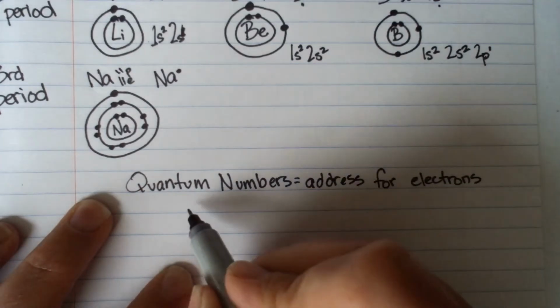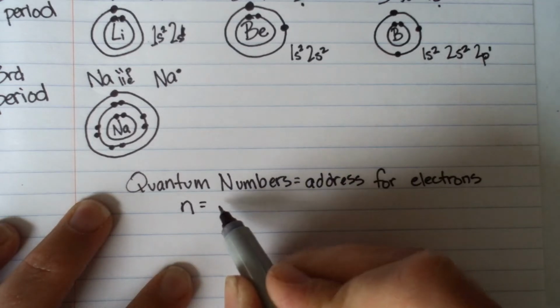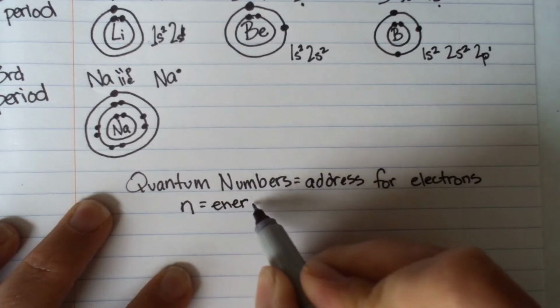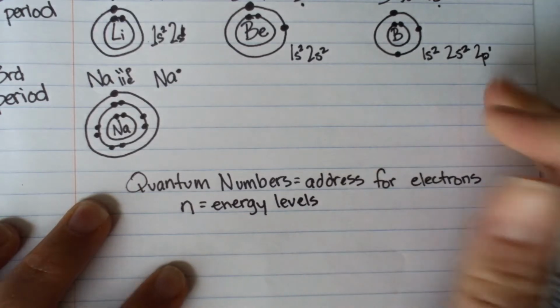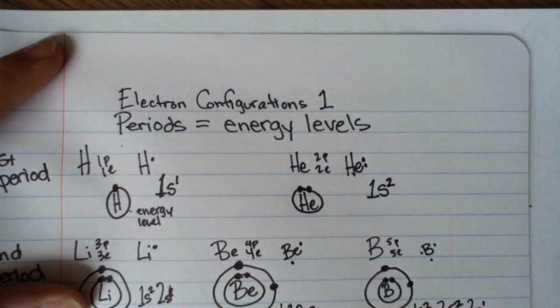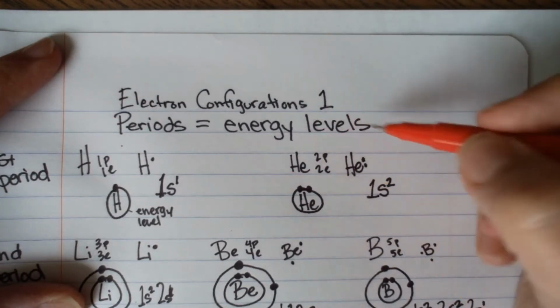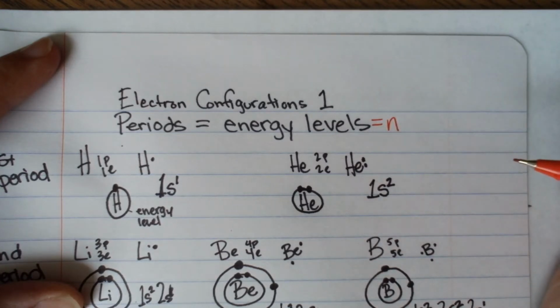The first quantum number that we are going to talk about is N. N is the energy level. So you've already talked about energy levels. We could come back up to yesterday's work, what we had here. We could add to this line: periods equal energy levels equals N. That's the first quantum number.